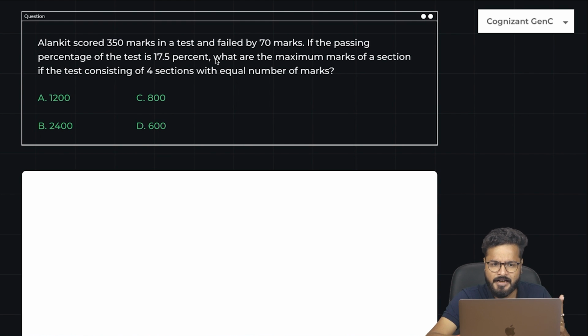Again, guys, a very easy question, to be very honest. Alankit scored 350 marks in a test and failed by 70 marks. If the passing percentage of the test is 17.5%, what are the maximum marks of a section in the test consisting of 4 sections with equal number of marks? Pause the video here, guys, and start solving this on your own.